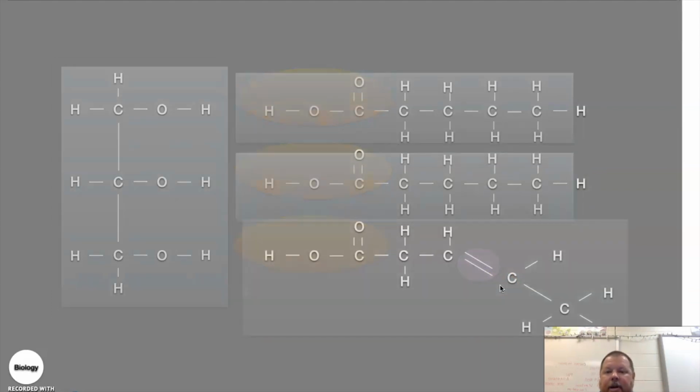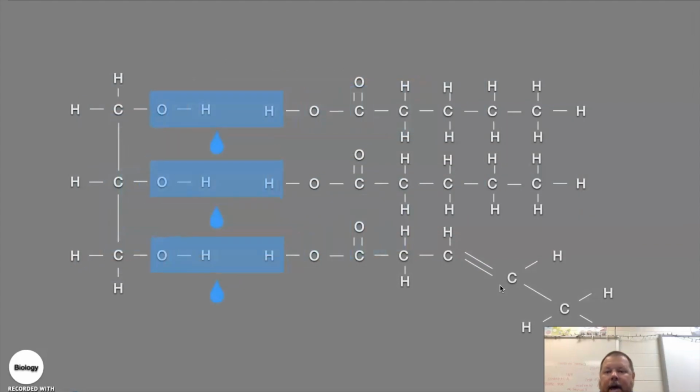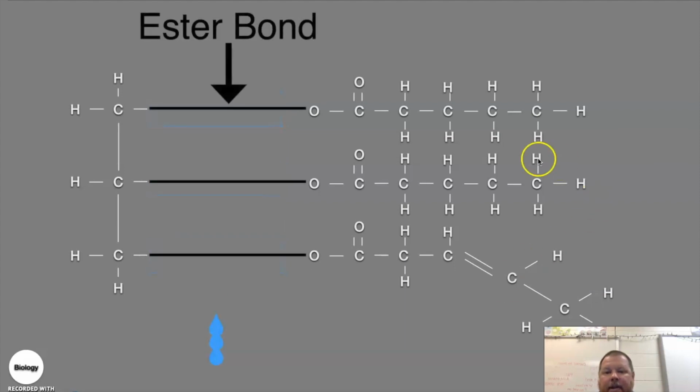Alright, so the next step we're going to do is we're going to look at water being formed from these 3 bonds here. Remember, these are all going to be called ester bonds. Alright, and what's going to happen is we've got this ester bond here. Remember, we removed an OH from one and an H from the other. OH from one, H from the other, OH from one, H from the other. That's 3 molecules of water.